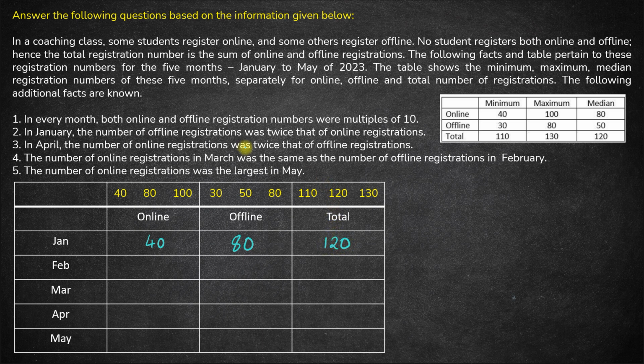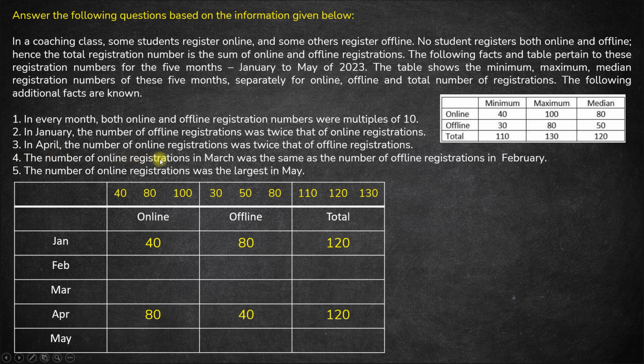Okay. Next, in April, the number of online registrations was twice that of offline registrations. Again, the same case with reversed online and offline. So online now is double that of offline. So if this is y, this must be 2y and the total must be 3y, and the only multiple of 3 here is 120. So 3y should be 120, hence y is 40. This is 40 and this is 80. Okay, cool, fine. Next, in April we are done.